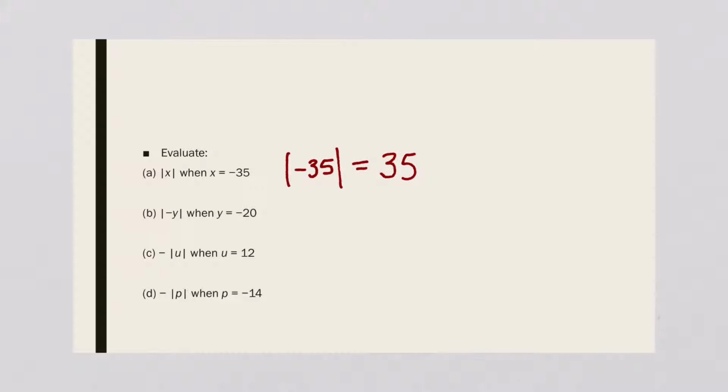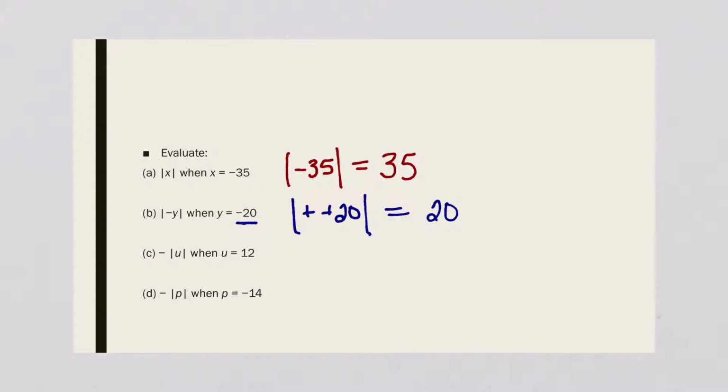Okay, so let's take a look at absolute value of negative y when y is negative 20. So check this out. In the problem, I have a negative sign, but what I'm substituting in also has a negative sign. Not that it really matters because those negative signs are going to go away anyway because they're inside the absolute value bars. So the absolute value of positive 20 is just 20.